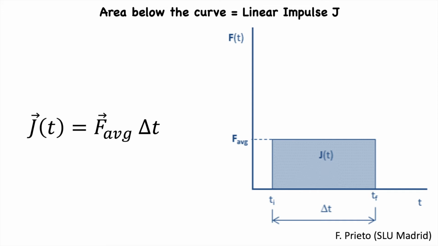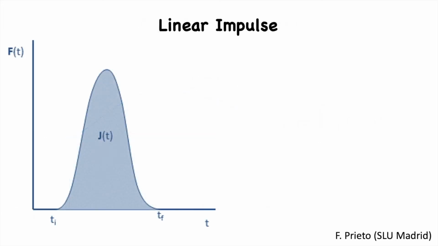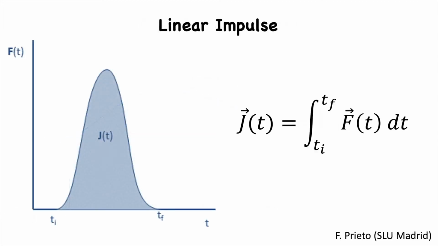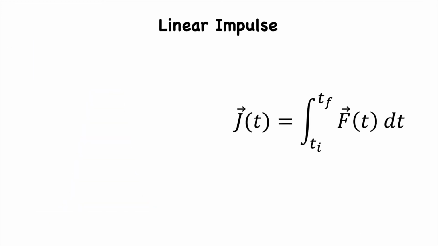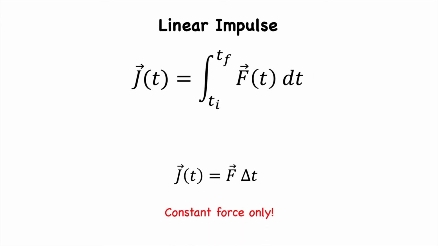But since usually the average force is not known, we need calculus to obtain the value of the linear impulse. As you know, integrating a given function over a certain interval of the independent variable, we get the area below the curve that graphically represents that function. Hence, the general expression for the linear impulse is this one. Only for a constant force, by integrating this expression, we get a relation analogous to the one we had for the average force.